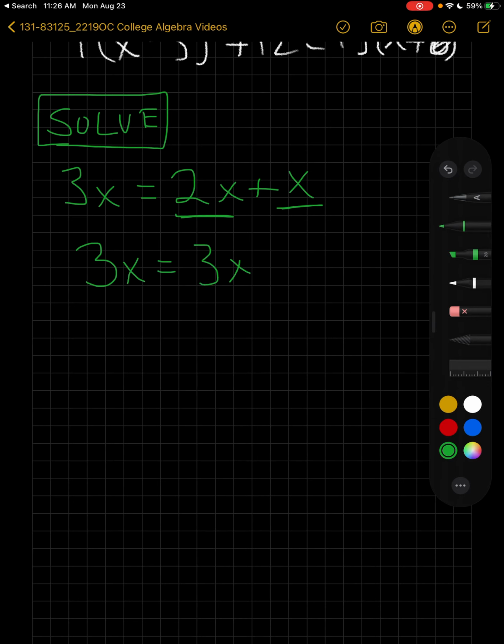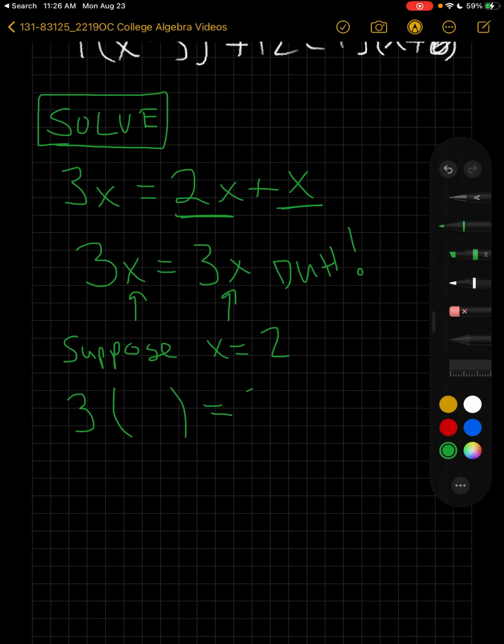You might look at it at this stage and go, well, duh. Yeah, 3x is equal to itself. That is actually what makes this a consistent equation. Whatever value I put in for x, this is always going to be true. I'll show you what I mean. Suppose x is equal to 2. Then I would write 3 times x is equal to 3 times x, and I would plug in my value of 2.